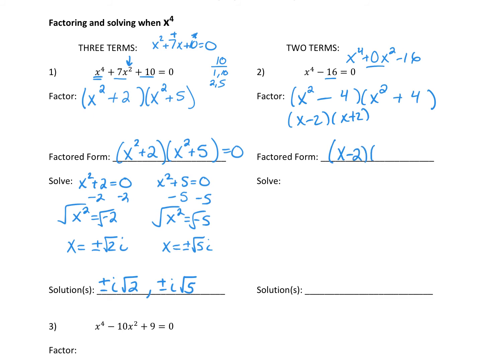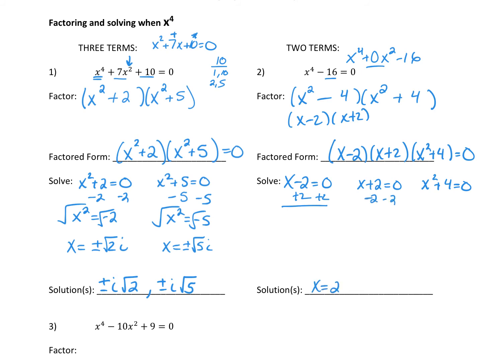So my final factored form will be x minus 2, x plus 2, x squared plus 4 is all equal to 0. So to solve, I'm going to set each of these equal to 0. So add 2. One of my solutions is x equals 2. Minus 2, so my other solution is negative 2. And I'm going to end up taking the square root of a negative number again, but this time 4 does square root, so I'm going to get plus or minus 2i. So I get 4 solutions for this one, just like I got 4 solutions for the other one.